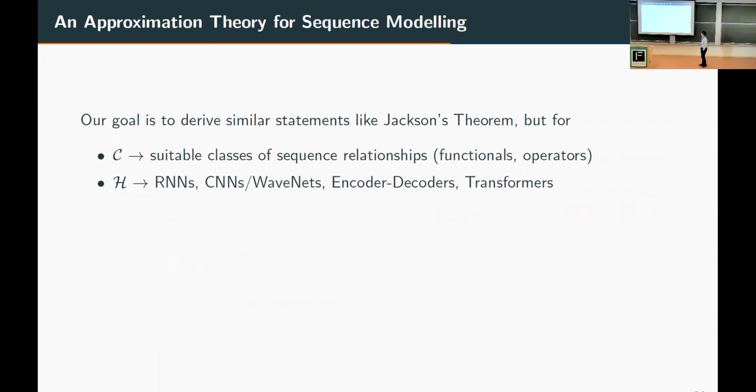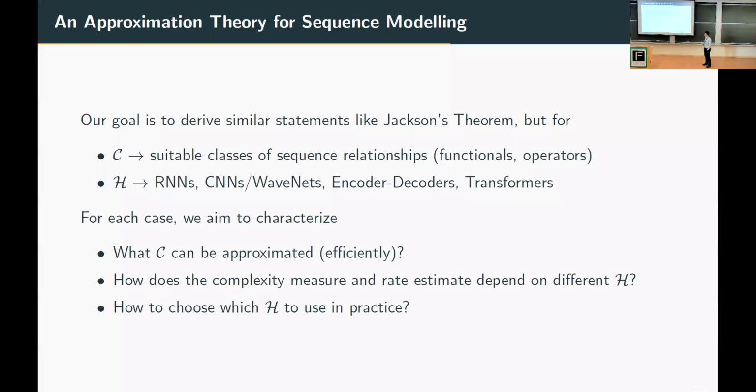Okay, so then the approximation theory for sequence modeling, our goal is to derive very similar statements to Jackson's theorem, but this time the target space will be some suitable classes of sequence relationships you want to identify, and H is the different architectures like recurrent neural networks, convolutional nets, and so on. Okay, and our goal is to answer some of these questions.